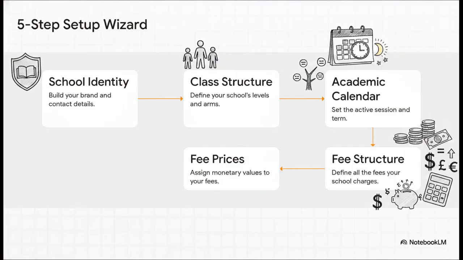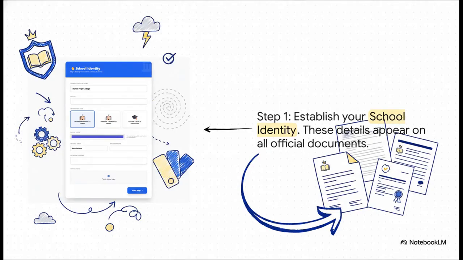You know, what's really great about this is just how logical it is. We're going to move through 5 simple steps: setting up your school's identity, defining your classes and your calendar, and then building out your entire fee system. Step 1 is all about your brand. You'll enter the school's name, upload your logo, and even pick a brand color. And remember, everything you put in here is going to automatically show up on all your professional documents. Think receipts, invoices, the whole shebang. So this one step makes sure your branding is consistent everywhere.